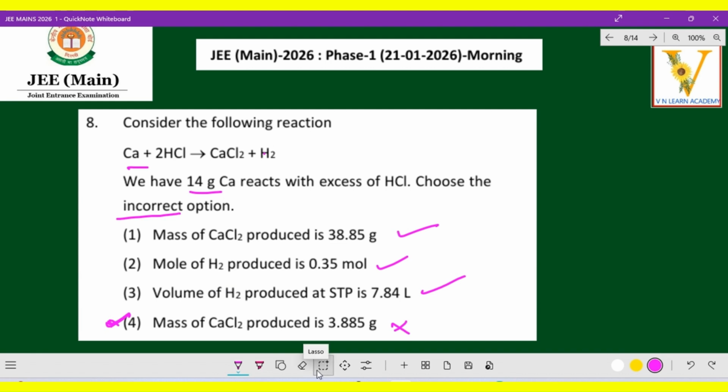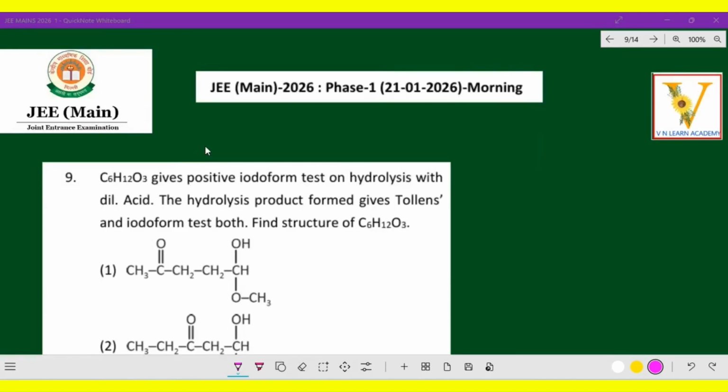How do we go about it, suppose they are giving such kinds of questions. The next question: C6H12O3 gives a positive iodoform test on hydrolysis with dilute acid. The hydrolysis product formed gives Tollens and iodoform tests both. Find the structure of C6H12O3.